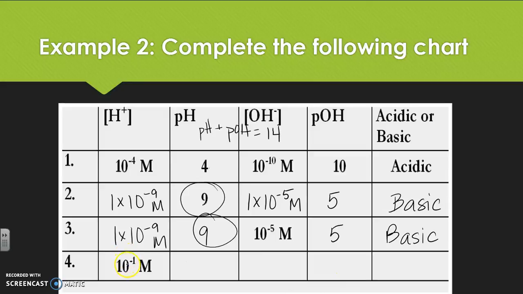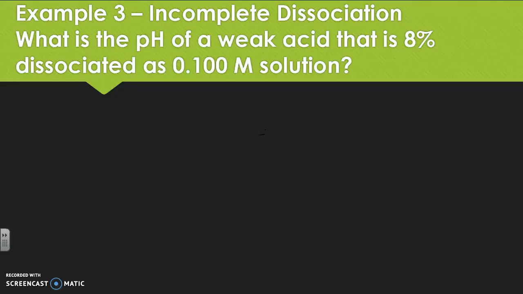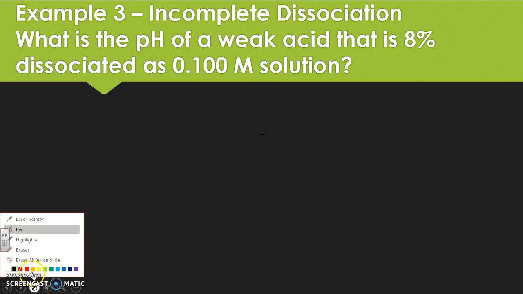All right. 10 to the negative 1 tells me that my pH is a 1. That means that this is an acid. It is a strong acid. Okay, if this is 1, then this one has to be 13 because remember it's out of 14 total. So this would be 1 times 10 to the negative 13th. All right, that was a hot mess. All right, good.